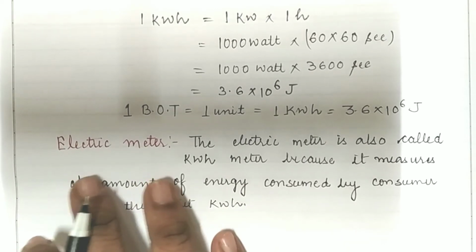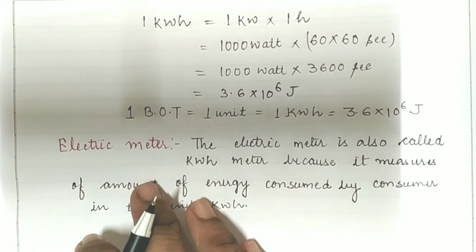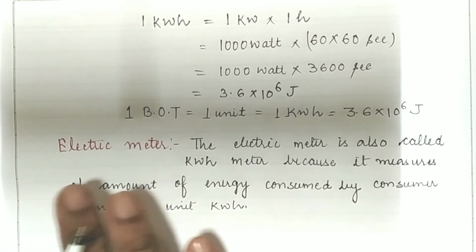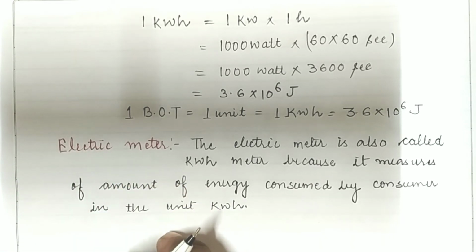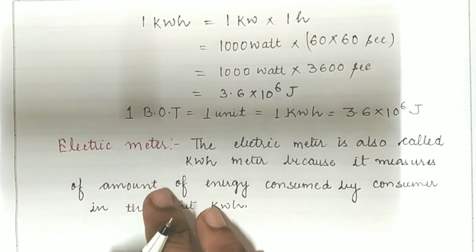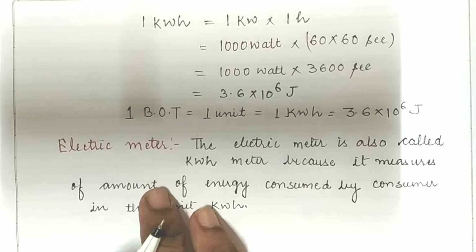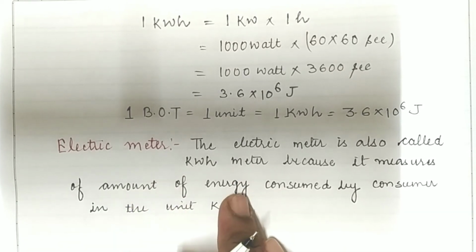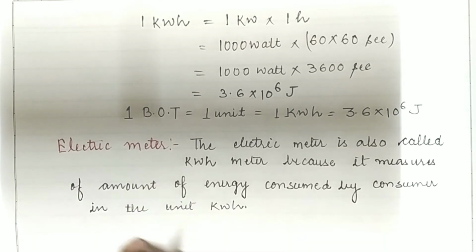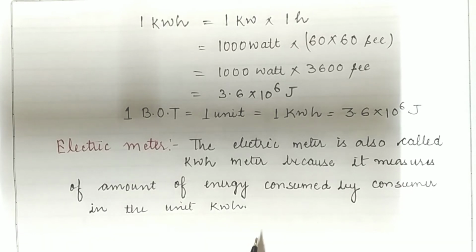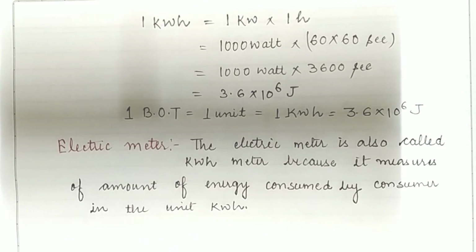So children, what do you mean by the electric meter? If someone asks you, you can say that it is a device which measures the amount of energy consumed by the consumer. It calculates that amount of energy in kilowatt hour. So children, a kilowatt hour is shown in the diagram.